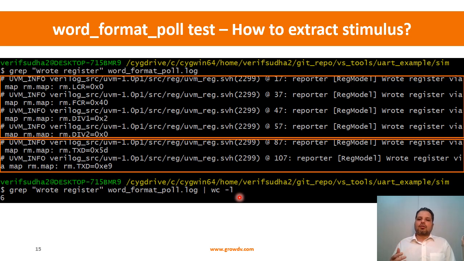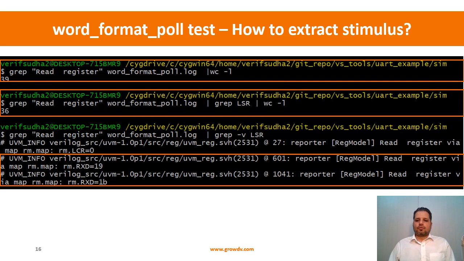Not only can you grep it, you can combine it with wc, and you can do sort and the uniq command. All those help you get a sense of what has happened in the test. So we looked at the register writes, and based on that we could understand how it has been configured, and that two characters have been transmitted.